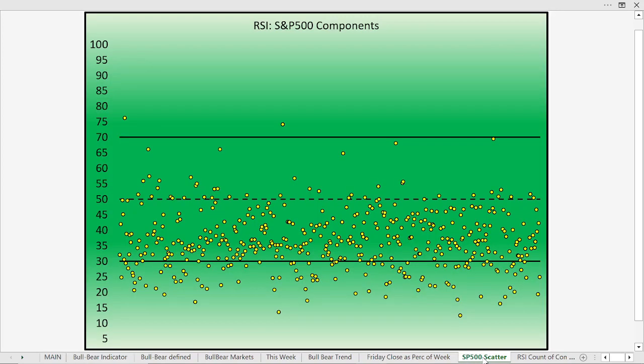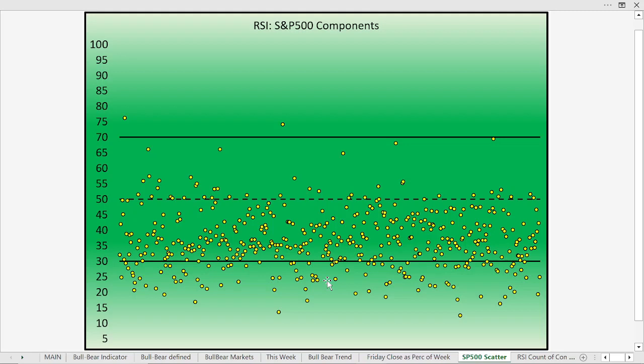Every yellow dot here represents one stock in the S&P 500. This is in terms of their own respective RSI, relative strength readings. The dotted line in the middle is the 50% level. Then we have 30. Below 30 is considered oversold. Above 70 is considered overbought. Most of the stocks have closed between the 30 and 50 level, and quite a few actually below 30.